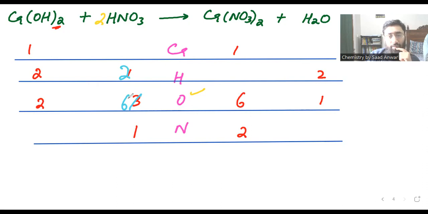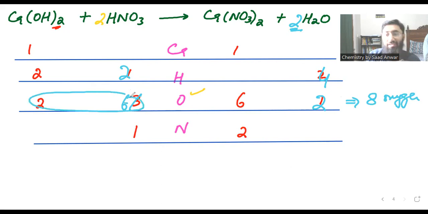And hydrogen is not balanced again. So when I put a 2 here, 2 2s are 4. Hydrogen will become 4 and oxygen will become 2 when I put 2. Now oxygen is balanced. 2 plus 2... 8 oxygen. Similarly, 6 plus 2, 8 oxygen. This is just like a game and we have to use our brain.